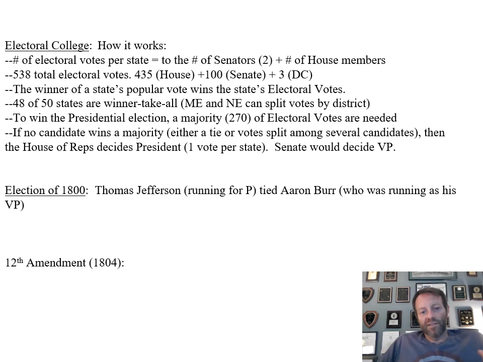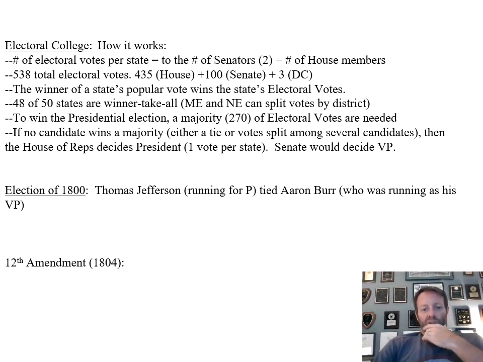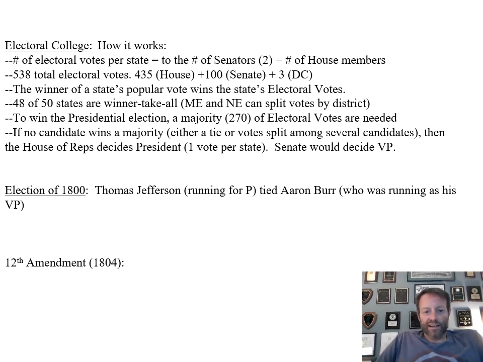Now, the system that I laid out there is the way it is now, after the 12th Amendment. The system was very different originally, in the original Constitution of 1787, and the fault with it was seen very quickly. The way it was originally, every elector got 2 electoral votes, and whichever person got the most electoral votes was president, and whoever got the second most was vice president.